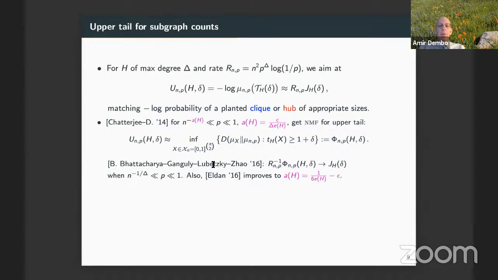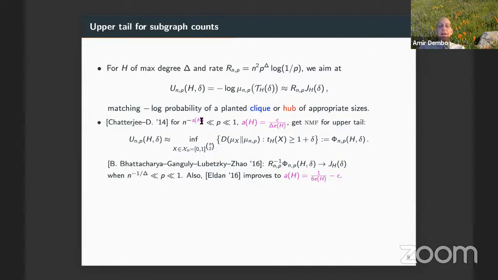Okay, so what BGLZ showed in 2016 is that this naive mean field variational problem, the large variational problem, converged to the explicit variational problem in the whole range from P going already to n to the minus 1 over delta, n to the minus 1 over the degree. So that suggests that this constant here, A of H, which came from my work with Chatterjee, was highly inefficient. And indeed, Eldan, when he improved on the naive mean field approximation strategy, as a test case showed that he can get rid of the factor here and get 1 over the number of edges, up to a constant. But this is far from optimal. The optimal is expected to be 1 over delta.